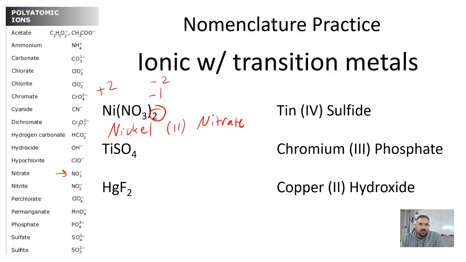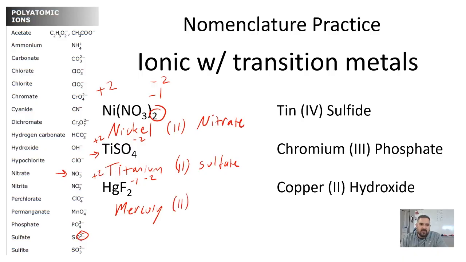Let's get the next one. So titanium, we don't know the charge of titanium, so we got to find SO4. SO4 has a charge of -2, which means titanium has to have a charge of +2. This becomes titanium 2 sulfate. Next one is mercury. And fluorine has a charge of -1, so total negative charge is -2. Mercury has to have a charge of +2. We only have one mercury, so this is mercury 2 fluoride.